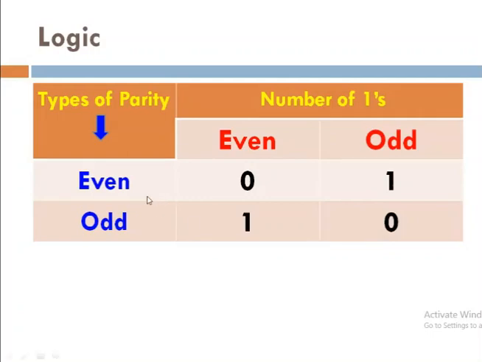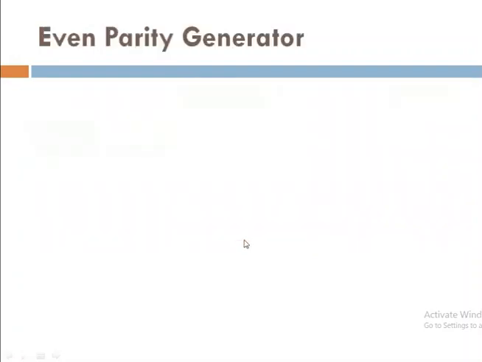Now here one thing is that when you're having the same combinations, like even-even or odd-odd, then your output bit will be a 0. If the combination is different, odd-even or even-odd, then the output bit will be considered as a 1. So there is simple logic to write down the truth table of your parity generator. First we'll see the example of the even parity generator.